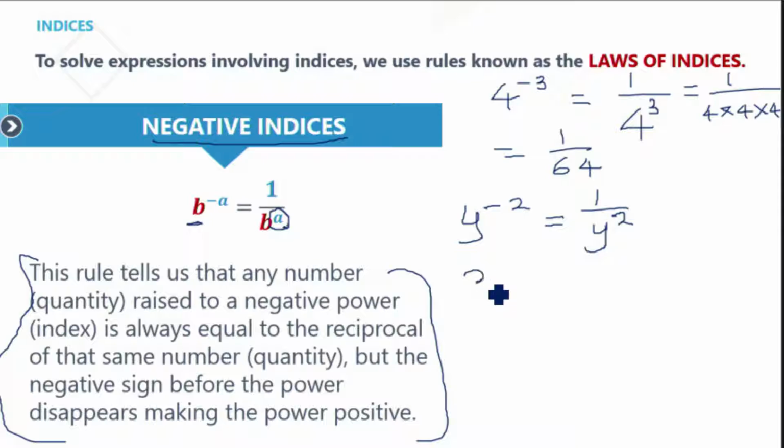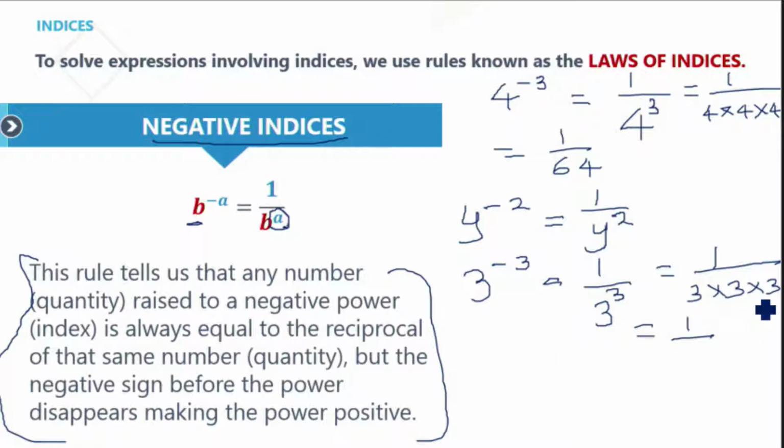Let's look at another example. 3 raised to the power minus 3. Now you can try this one. You can pause the video and try this one. So this is 1 over what? 3 raised to the same power, but without the negative sign. And this is equal to 1 over 3 raised to the power 3, which is 3 multiplied repeatedly 3 times, 3 times 3 times 3. And that is 1 over 3 times 3 times 3, which is 27.